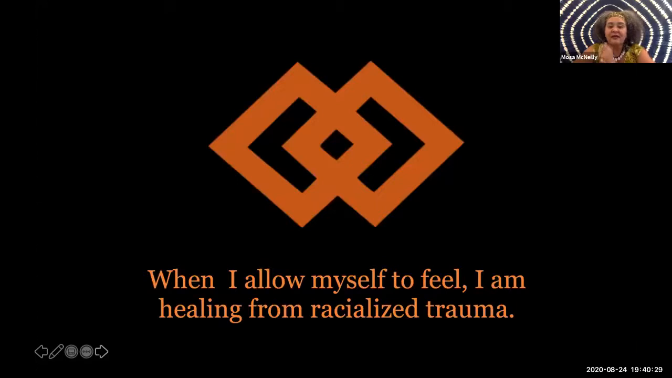So I've divided it into a few different categories. This first one, the statement is, when I allow myself to feel, I'm healing from racialized trauma. This symbol is an Adinkra symbol. It's called EPA, and it means handcuffs. It actually visually is meant to represent handcuffs. And so it's a symbol that represents justice.